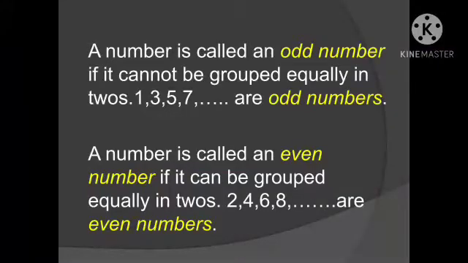Okay students, now let's recall what is meant by odd numbers and what is meant by even numbers. Odd numbers. A number is called an odd number if it cannot be grouped equally in twos. 1, 3, 5, 7 and it goes on. These are odd numbers. Even numbers. A number is called an even number if it can be grouped equally in twos. 2, 4, 6, 8 and it goes on, are even numbers.